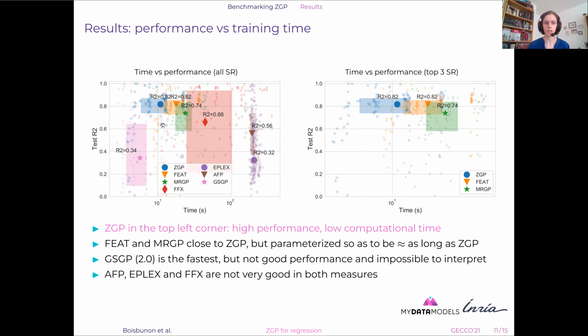FIT and MRGP are close by, but they require to be parameterized for the computational time. By default, I think they take around 10 minutes. So we need to know in advance which would be a good time to get good performance. And GSGP is the fastest of all, but it's not very accurate, and especially it tends to build trees that are exponentially growing, so the interpretability is almost impossible with those.